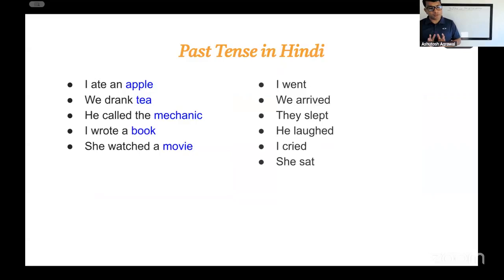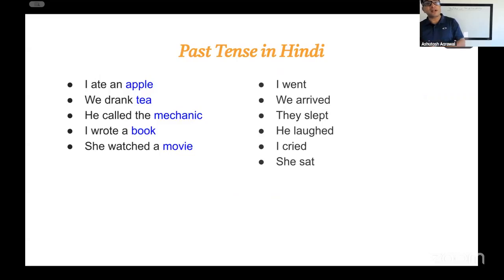Right. So with that being said, these are some examples. Just a quick refresher from the previous session. Last week we covered the examples of past indefinite, which was like I went to France, I went to Peru, or we arrived home, they slept, he laughed, I cried, she sat. Okay, we discussed how these verbs are standalone, right? They don't need something or someone to act on.